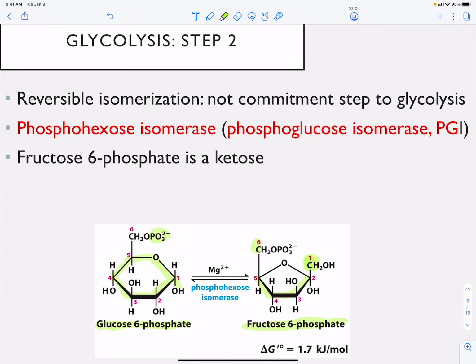Now this is through an isomerase, and this requires magnesium because you do have a phosphate group there that you do need to neutralize those charges. This is a phosphohexoisomerase.